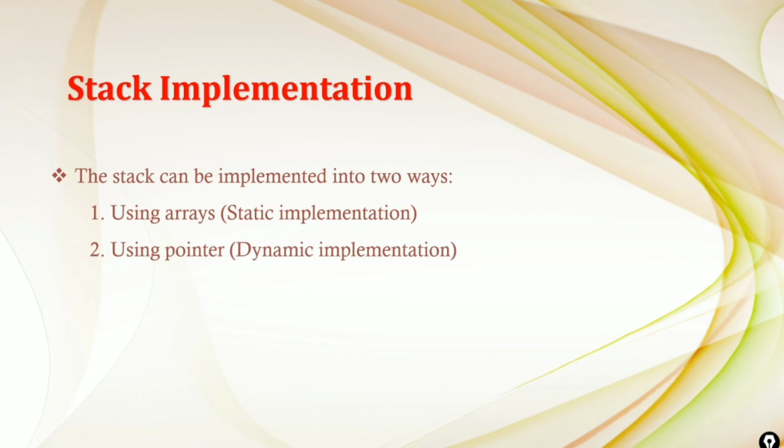And now the different implementations of the stack, that is how we can represent the stack. The stack can be implemented in two ways, that is using arrays and using pointers. When we implement the stack using arrays, it is called the static implementation. When we implement the stack using pointers, it is called the dynamic implementation. Using pointers is also called using a linked list or singly linked list. These are the two implementations of the stack, and they can be learned in detail in the next videos.